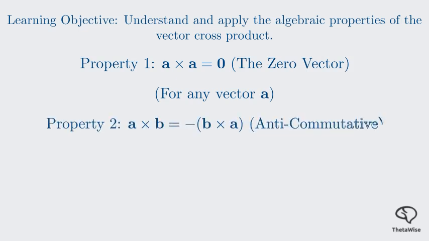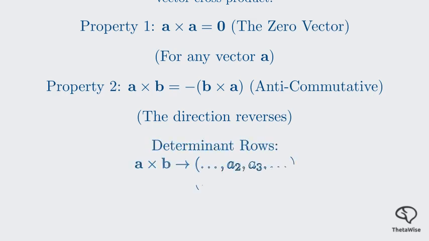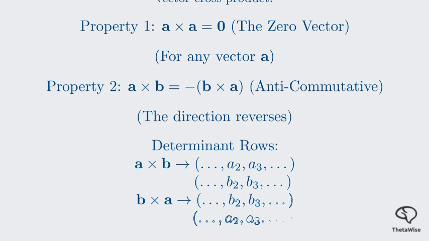Second, and this is a very important one, the cross product is not commutative. In fact, it's anti-commutative. This means that A cross B is equal to the negative of B cross A. The vectors have the same magnitude, but point in the exact opposite direction. This happens because swapping the second and third rows of the determinant changes its sign.